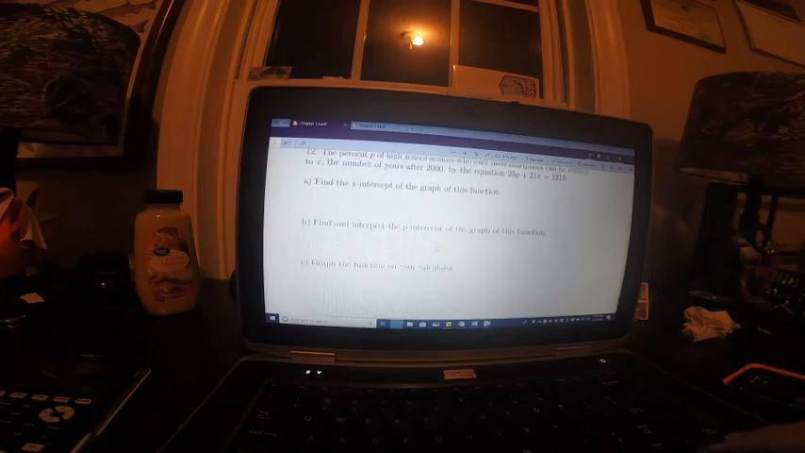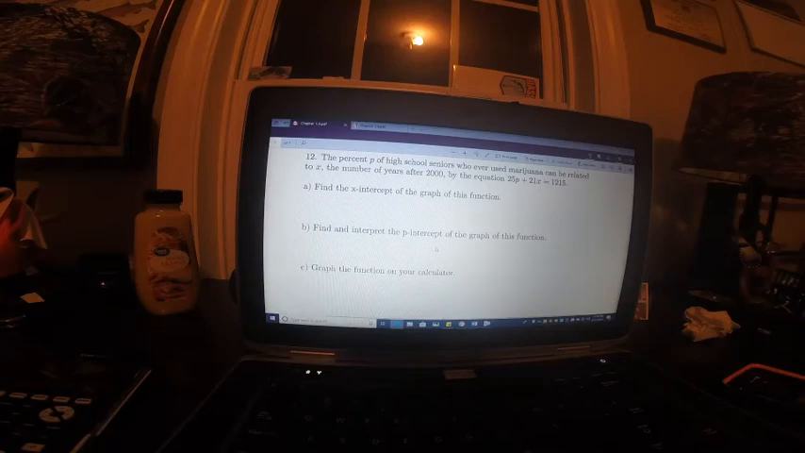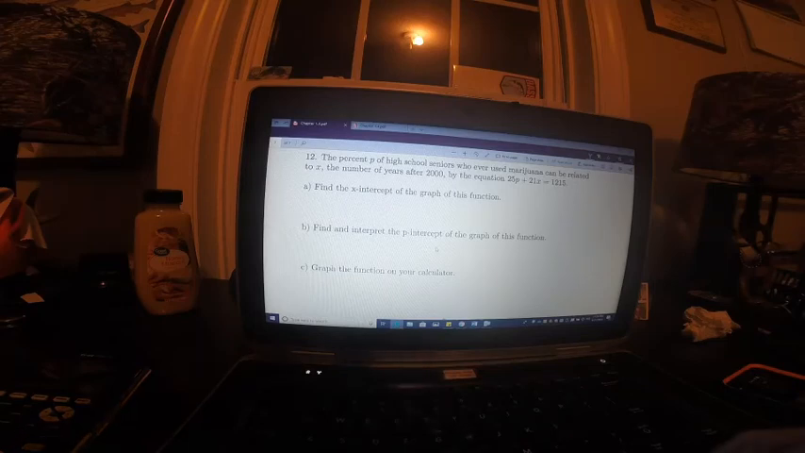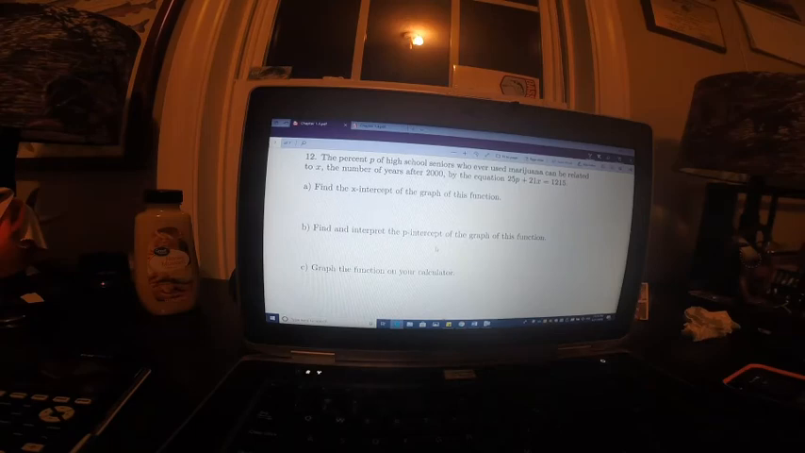Alright, I believe 12 is the last one we got. So 12 says the percent P of high school seniors who ever used marijuana can be related to X, the number of years after 2000, by the equation 25P plus 21X equals 1,215. Let's find the x-intercept of the graph of this function. So the x-intercept is where it hits the x-axis. To find the x-intercept, we're going to set P equal to 0.